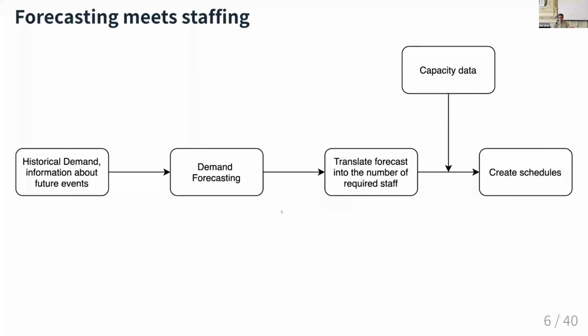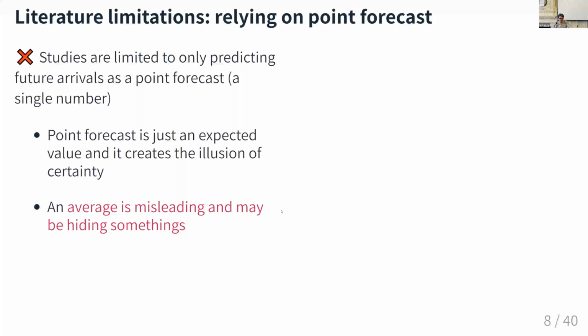So this is basically where forecasting meets staffing. You have some historical demand, as we have here, and also some other information that you use. You generate a forecast. That's what we do in this paper. But then you have to translate this forecast into staffing, which is actually beyond this presentation. I'm just talking about how we do the first part. The rest is very important as well, but it needs more work like simulation and things like that.